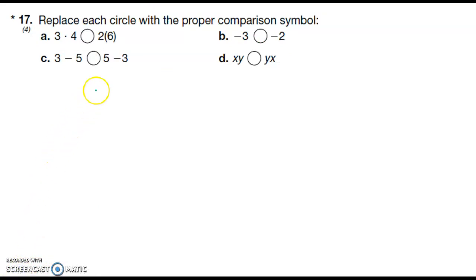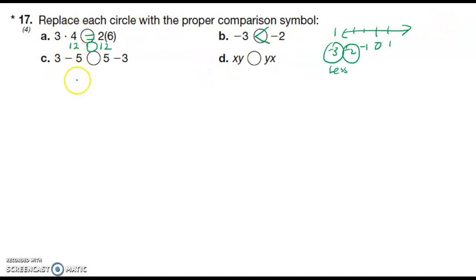Okay. Replace each circle with the proper comparison symbol. So before we do that, it looks like we have to do some operations for A. So 3 times 4 is 12. And then 2 times 6, when there's not an operation between these two, that means it's multiplied. That's also 12. So this is equals -3 and -2. So on my number line, -1, -2, -3, this one is less than this one, okay? Because the more right you go, the bigger the numbers are.